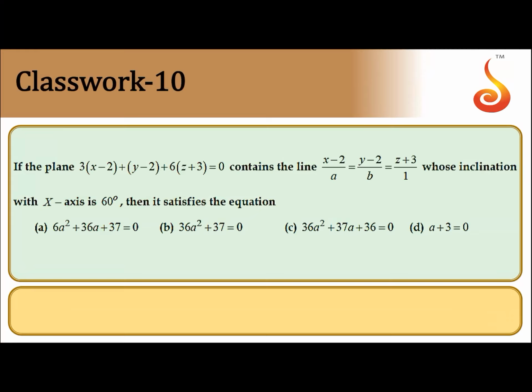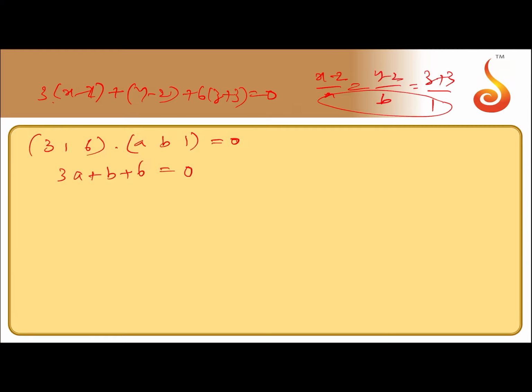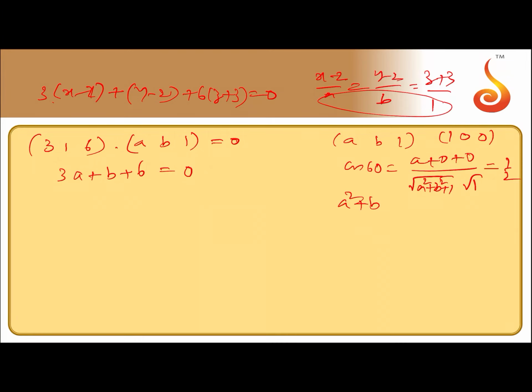That's one thing. And the line is inclined at an angle of 60 degrees with the x-axis. The angle between the line and x-axis: the line DRs are a, b, 1, the x-axis DRs are 1, 0, 0, and the angle between them is 60. So cos 60 degrees is equal to a into 1 plus 0 plus 0 divided by root of a square plus b square plus 1 into root 1, and that is equal to half. Cross multiplying and squaring, a square plus b square plus 1 is equal to 4a square.